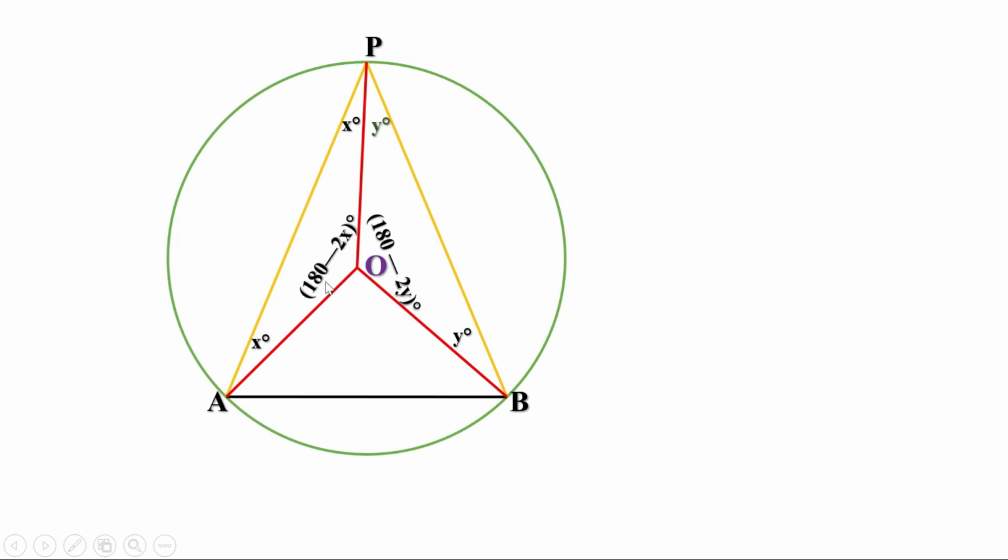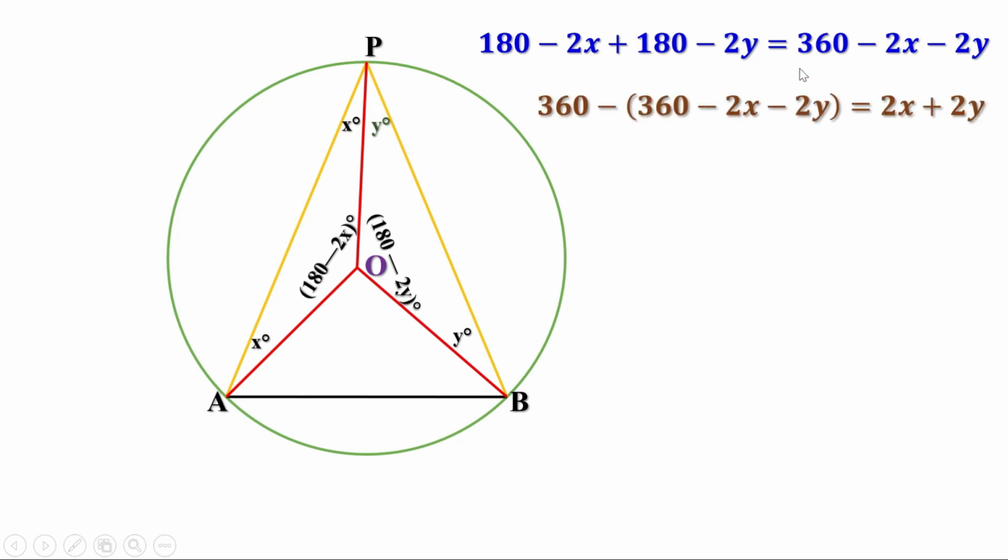We know sum of all these three angles is 360 degree. So to find this angle, we have to subtract sum of these two angles from 360. Let us first find the sum of these two angles, that is 180 minus 2x plus 180 minus 2y. 180 plus 180 is 360 minus 2x minus 2y. Now to get angle AOB, let us subtract this from 360, that is 360 minus 2x minus 2y.